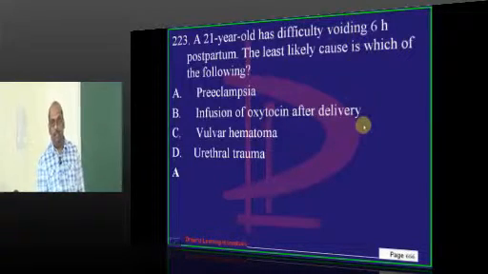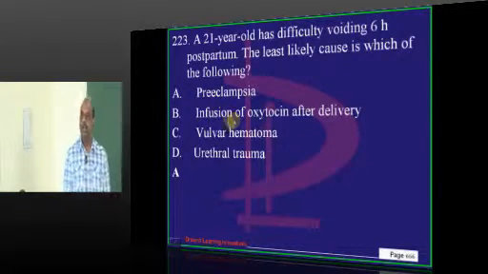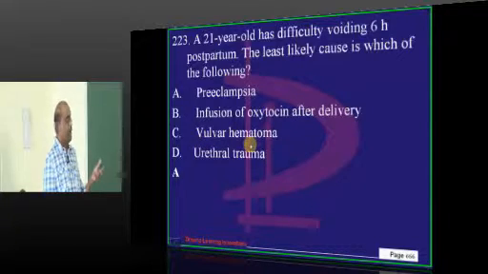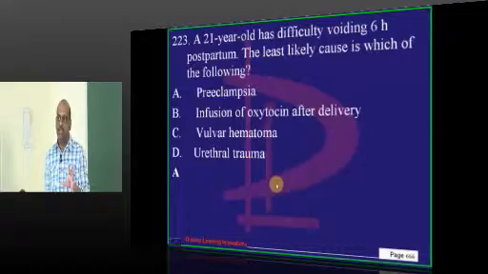A 21-year-old with difficulty in voiding postpartum, what are the causes? If you have given oxytocin after delivery, vulvar hematoma, urethral trauma, any of them can prevent the voiding.